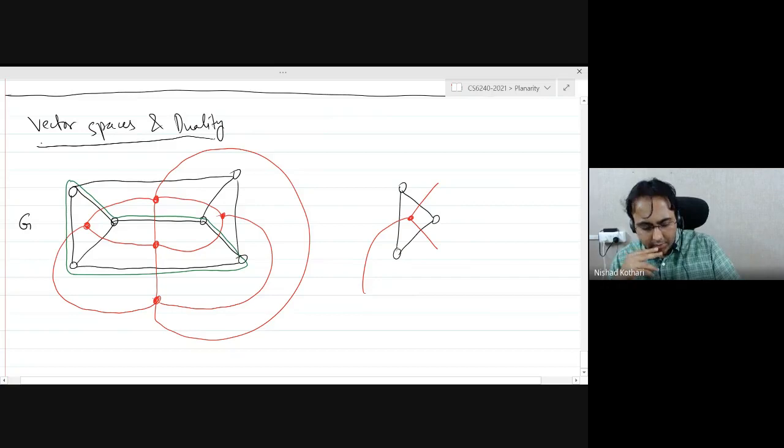Okay, this is a cycle of length 5, right? That's not the boundary of a face. You can see that inside you've got 2 faces, and on the outside you've got 3 faces.